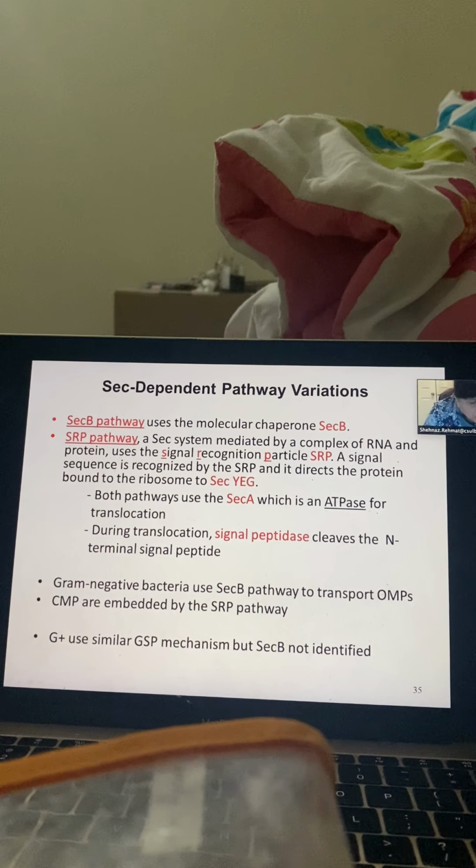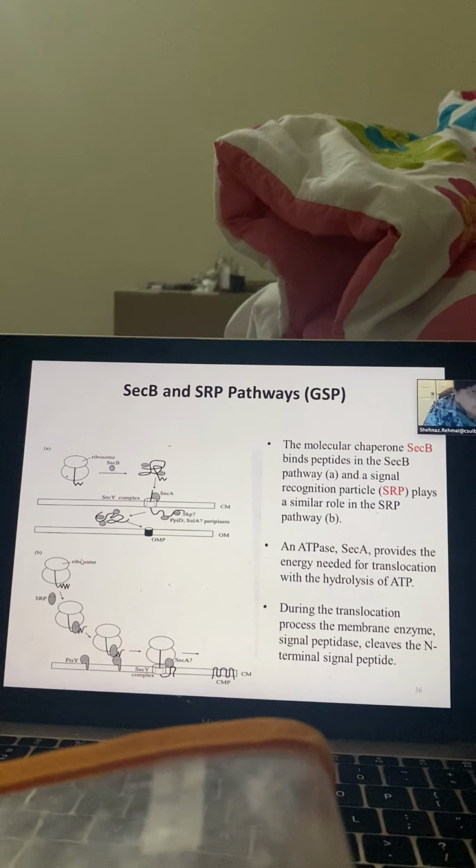Similar mechanisms are there. So to compare and give you a visual of what we are talking about, here is the model for SEC-B transport, and here is the model for SRP transport. I'm going to move this up again. You can see that the ribosome is producing your protein, the nascent protein. The SEC-B is attached to it, there is of course the signal also, the leader peptide there.